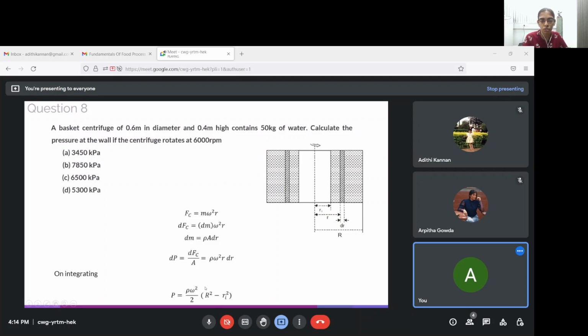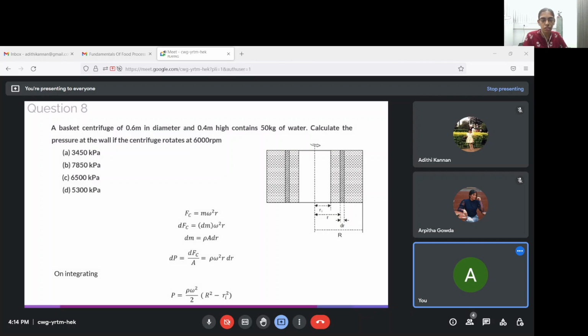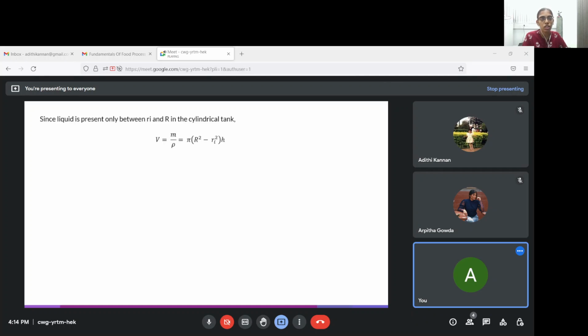Here R is the radius of the bowl, and Ri is the inner layer of the liquid obtained from centrifugation. So in this equation, we already have the rho, since we already know the density of water. We have omega, the angular velocity at which the centrifuge is rotating. We only need the capital R and the small Ri, that is the outer radius and the inner radius of the liquid. In order to calculate that, we know that the liquid is present only between Ri and R in the cylindrical tank. So we can calculate that from the density and mass of the liquid that is given in the question.